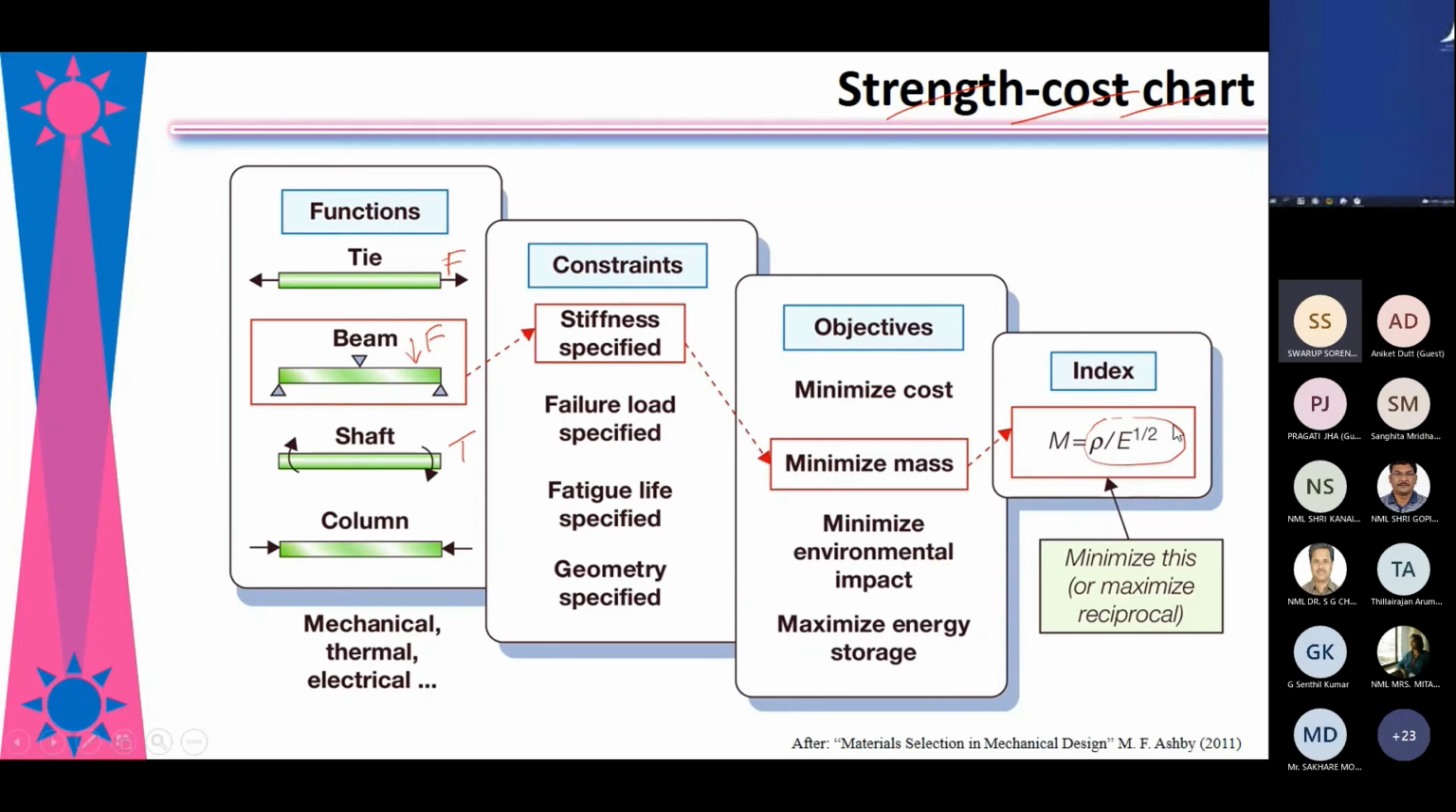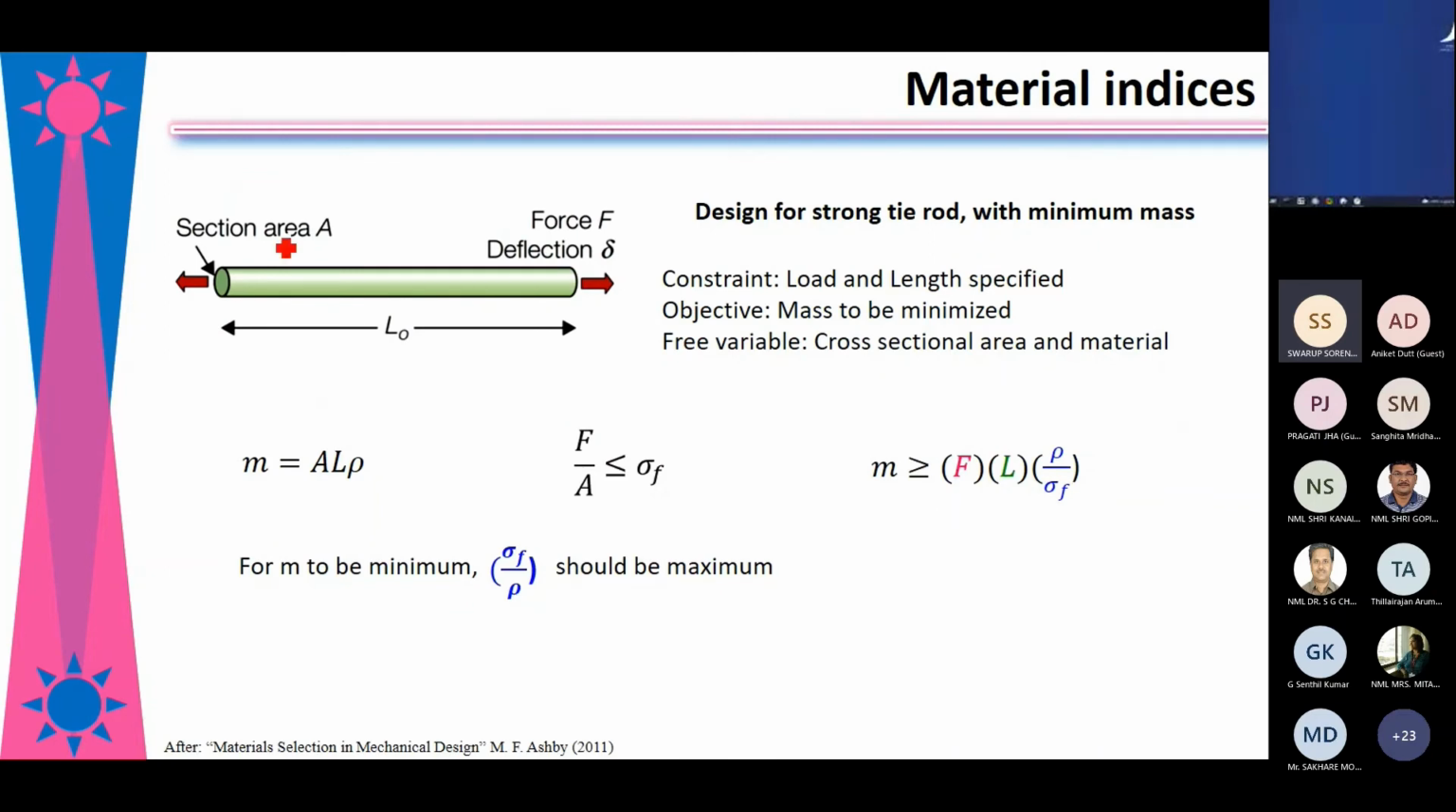So this is the index. So how to do it? Let us see. This is a tie rod. You have to apply a force here and design for a strong tie. We want to have a strong tie rod with minimum mass. So the constraint is that load and length are specified. So we know how much load is required to be sustained and what the length of this is. Now our objective is to reduce the mass to a minimum, and the variables are only cross-sectional area and the material.